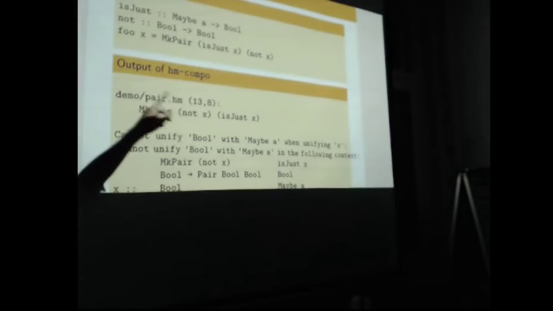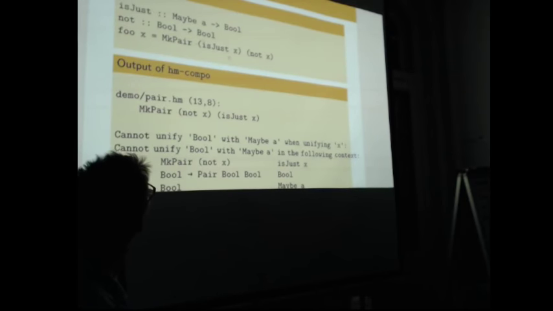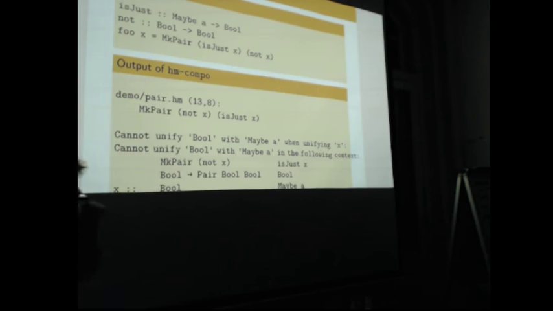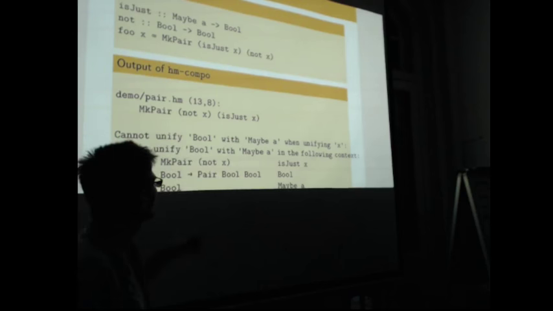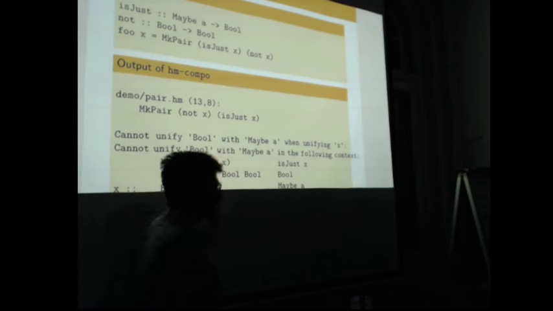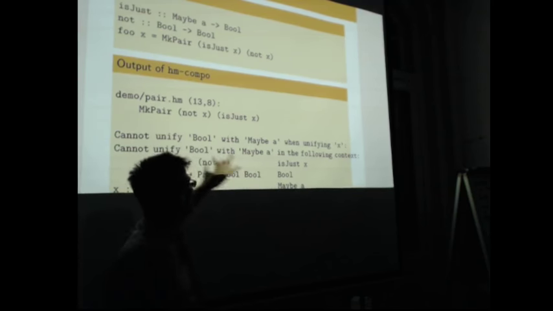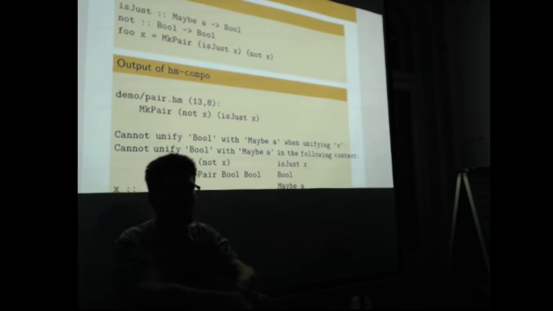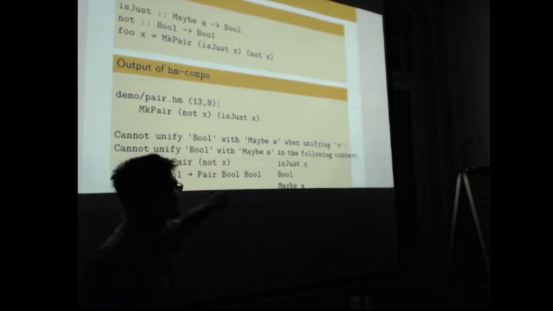So what does this all give us? Well, let's go back to the original example, right? We don't have syntax sugar for tuples and everything, so it has to use mkPair instead of comma, but whatever, it's a small price to pay. If you try to type check this, it will tell you that it cannot unify bool with maybe a when unifying x. So the problem is in x's type, because bool and maybe a cannot be unified. So if this were list of bool to list of maybe a, this is the bool to maybe, so these are the leaves that can't be unified, and then it tells you the actual types which can't be unified. And this is the important part, this is the thing that JHC can't tell you, which is mkPair not x has type bool to pair bool bool, right? Why bool?